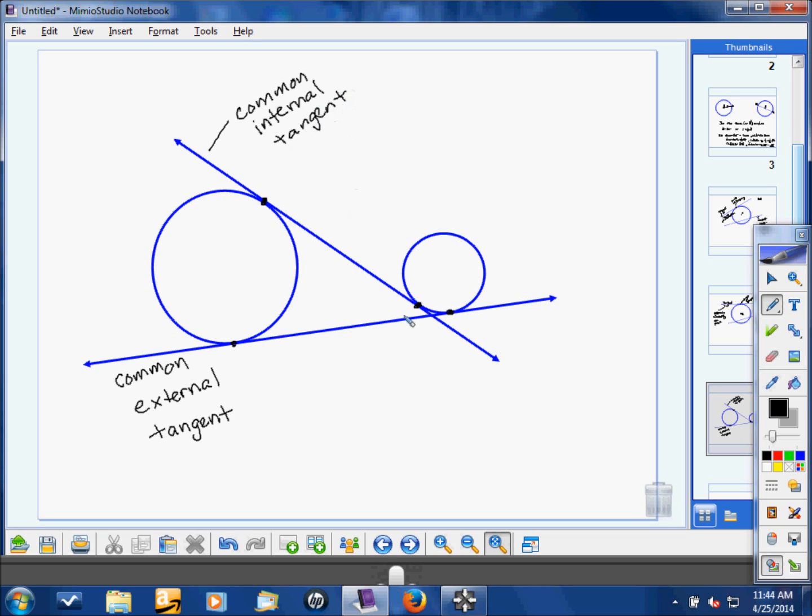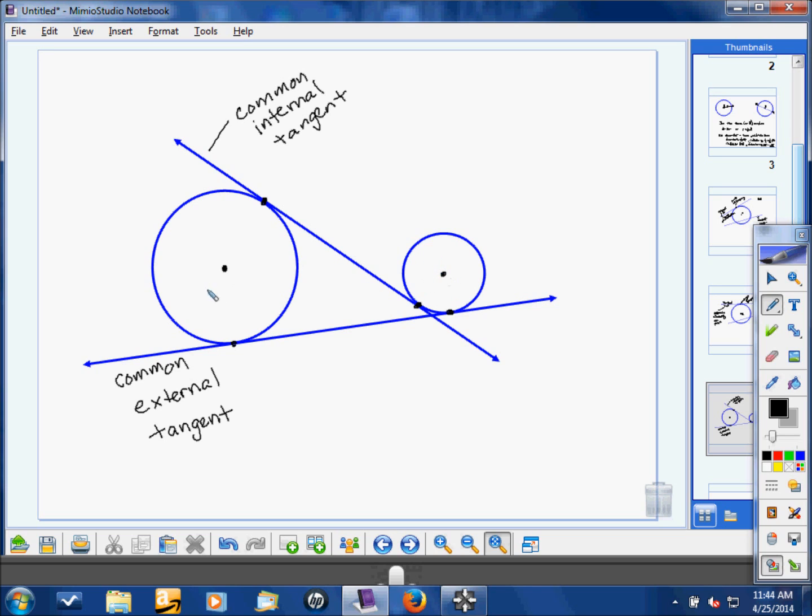Okay, so now it might be that you can just look at these and tell by glancing at them which is the internal and which is the external. But there is actually a definition for a common internal and a common external. So that's why the diagram looked so confusing at the very beginning.